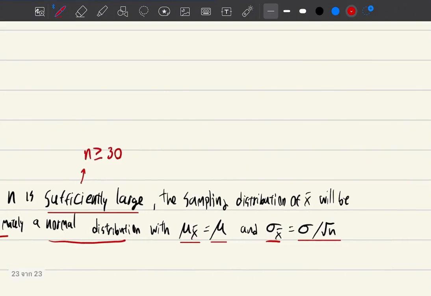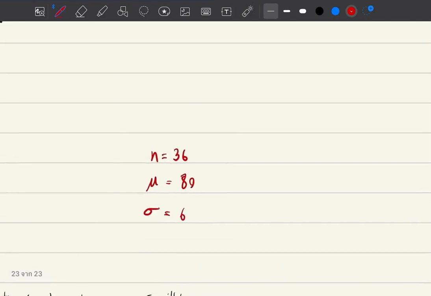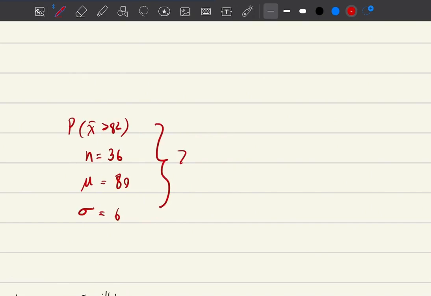For example, I have 36 observations, and the mean is 80 and the standard deviation is 6. If I want to find the probability that x bar will be more than 82, we have to find it by using the z-score.